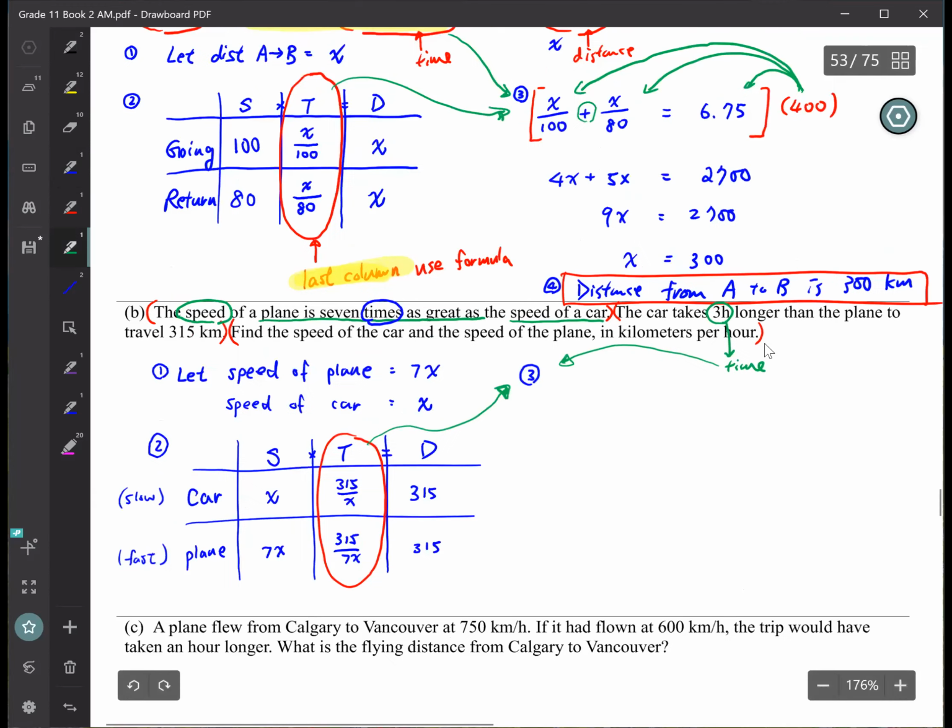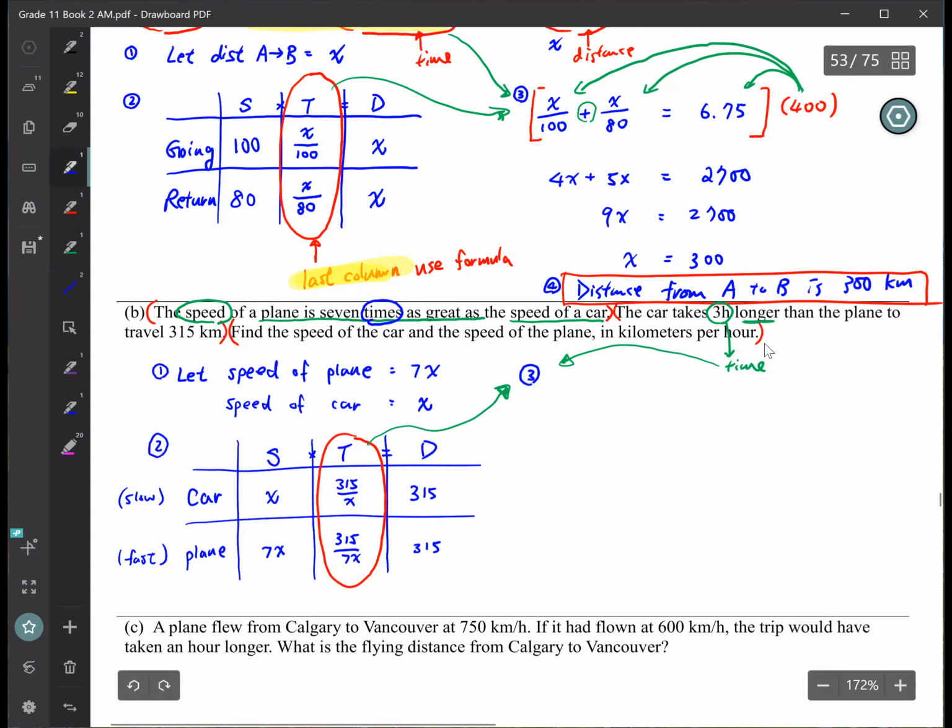So here it tells you that the car takes 3 hours longer, right? More time than the plane to travel 315 kilometers. So car, longer time, plane, shorter time. Okay, there are a couple of ways to set up the equation for this.